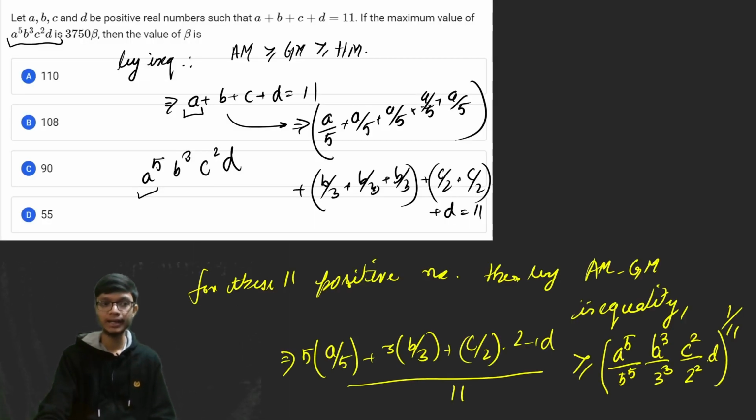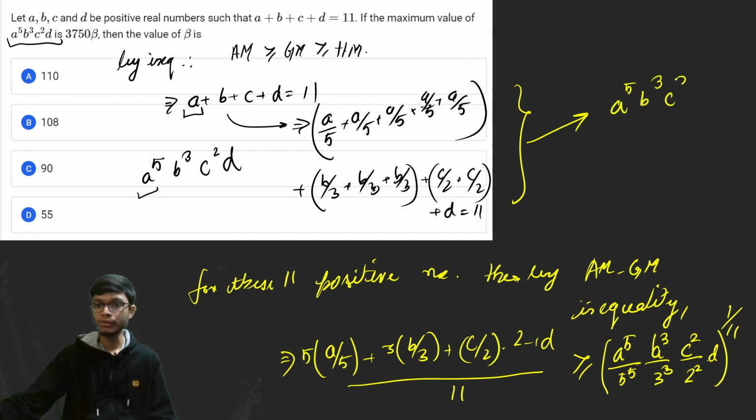When I write these numbers in this particular fashion, I get the GM value as the required value, that is A to the power 5 B cube C square and D. The advantage of writing the numbers in this fashion was to obtain the required number, because in the question we need to look for the maximum value of A to the power 5 B cube C square into D.